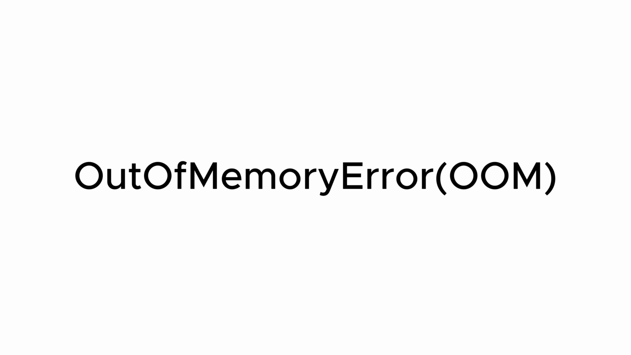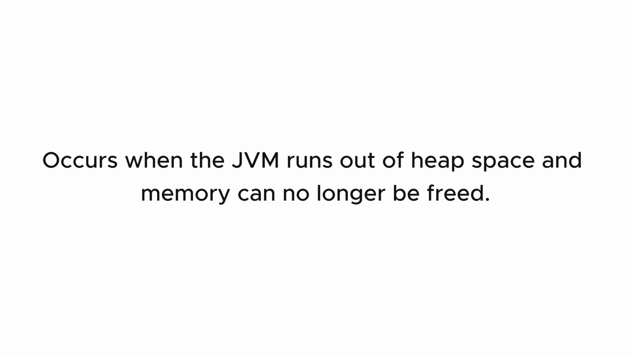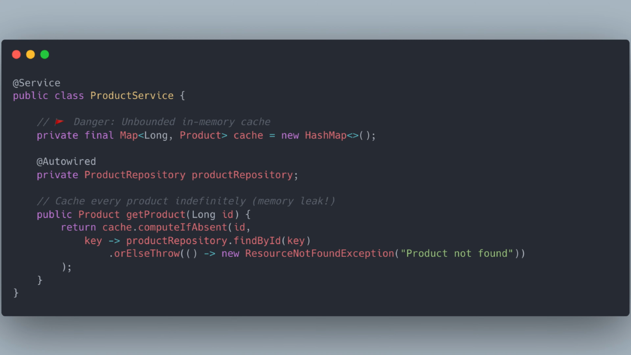The second possible cause of apps crashing in production is out-of-memory error. An out-of-memory error occurs when the Java virtual machine, also known as JVM, runs out of memory and cannot allocate additional memory to continue execution. It typically indicates that the heap space is exhausted and the garbage collector cannot free up enough memory to satisfy a new memory request.